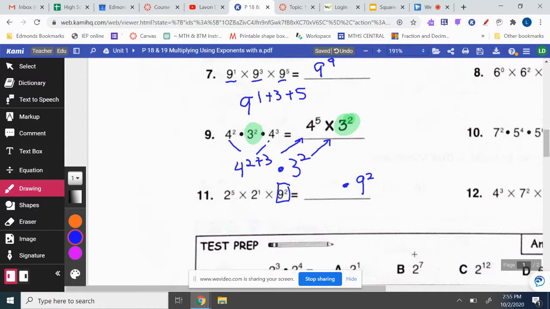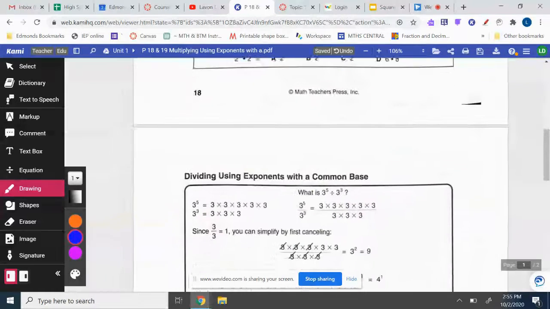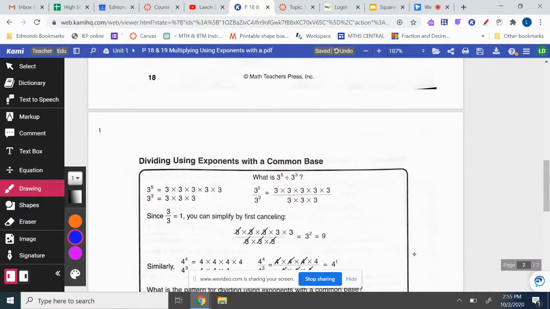We don't even have to mess with it. But I have these two that have the same base. So I'm going to add those together, 5 plus 1. And now I get 2 to the 6. So 2 to the small 6. That's when we're multiplying. Page 19 changes the rules on us a little bit.